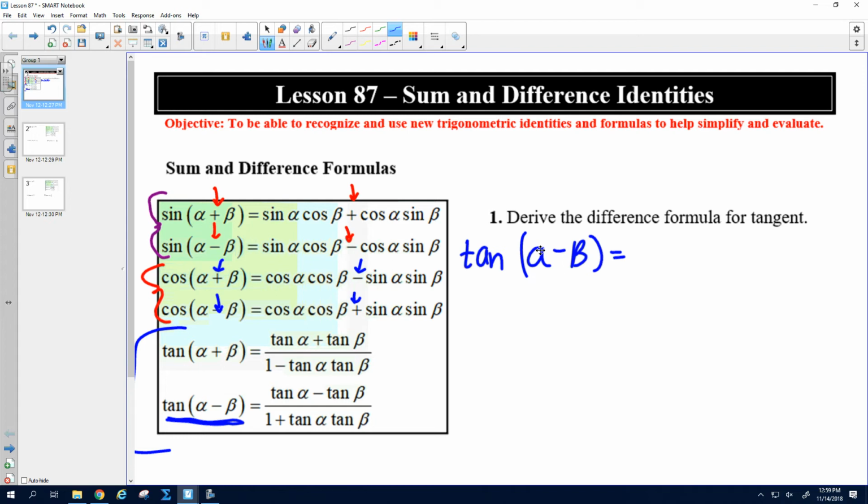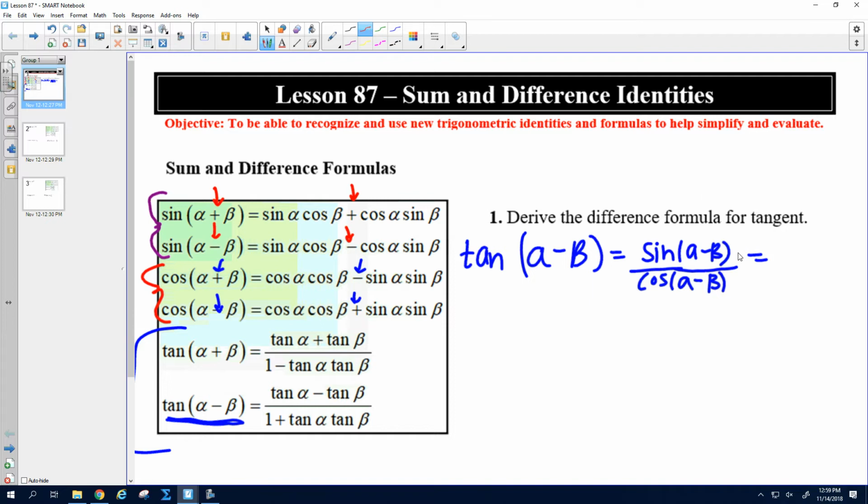And so tangent is sine over cosine. So we start by just writing tangent as sine over cosine, and it's of the same thing. So it's sine of alpha minus beta over cosine of alpha minus beta. Now we're going to do our identities for the difference of sine and the difference of cosine.